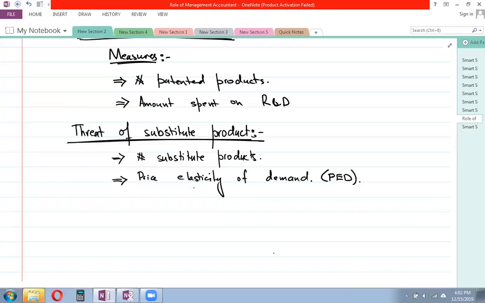So that would mean that for that life-saving drug, if there is no alternative product available, then your customers are willing to pay any price for it. I'll give you an example. There is a life-saving drug which is for use for the cancer patients, right?